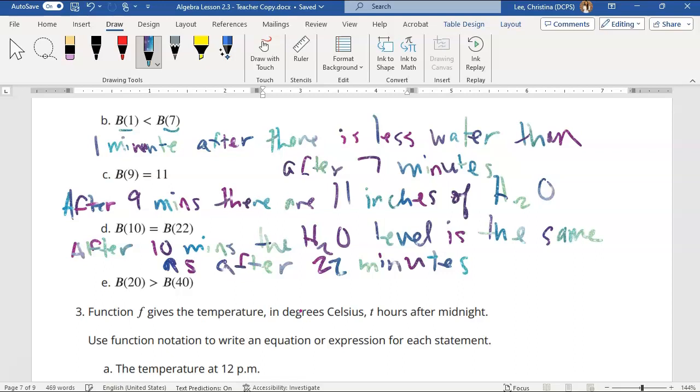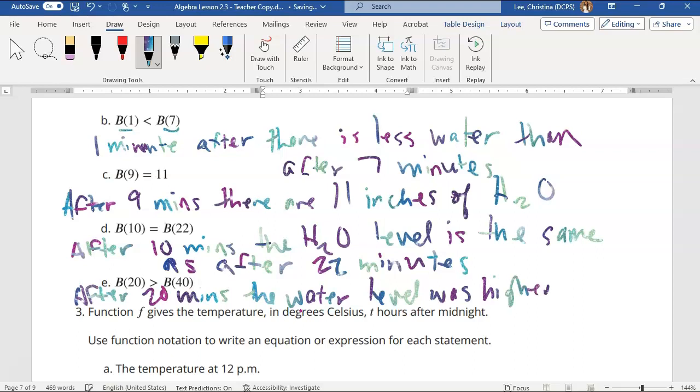And then b of 20 is greater than b of 40, so after 20 minutes, the water level was higher than after 40 minutes. All right.